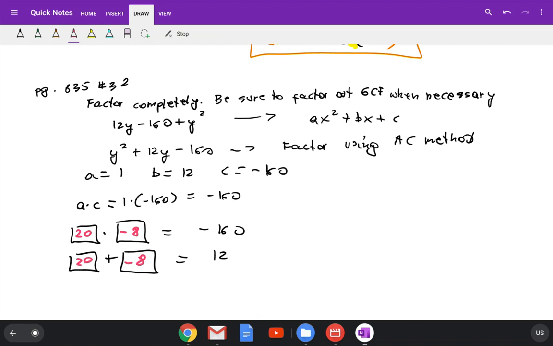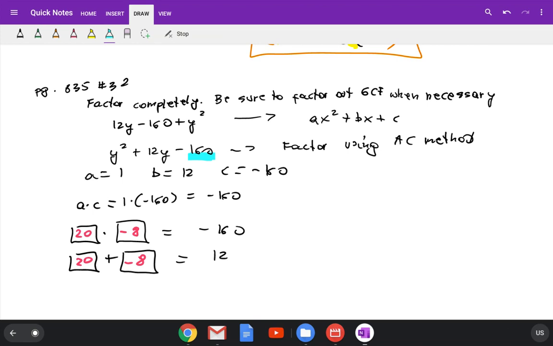Okay, in this case, look what happens. See, it's negative, which means one of the integers will be negative. So 20 times negative 8 is negative 160, and when you add 20 plus negative 8, you're getting 12.